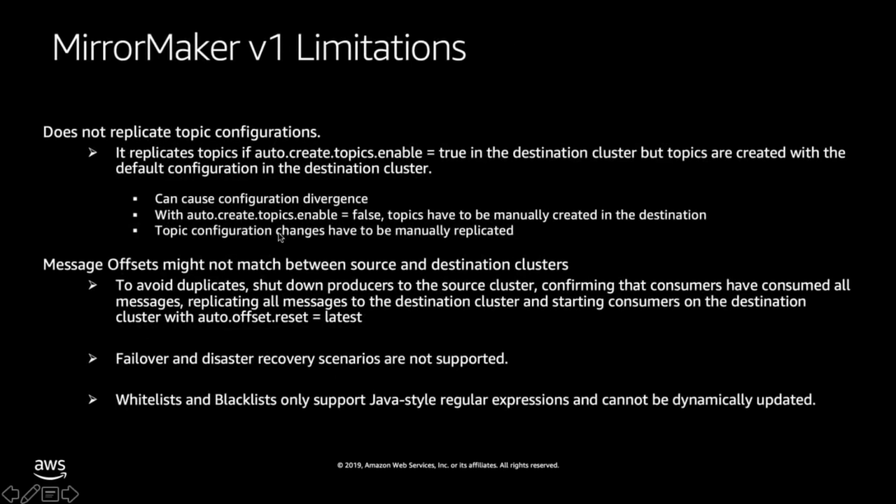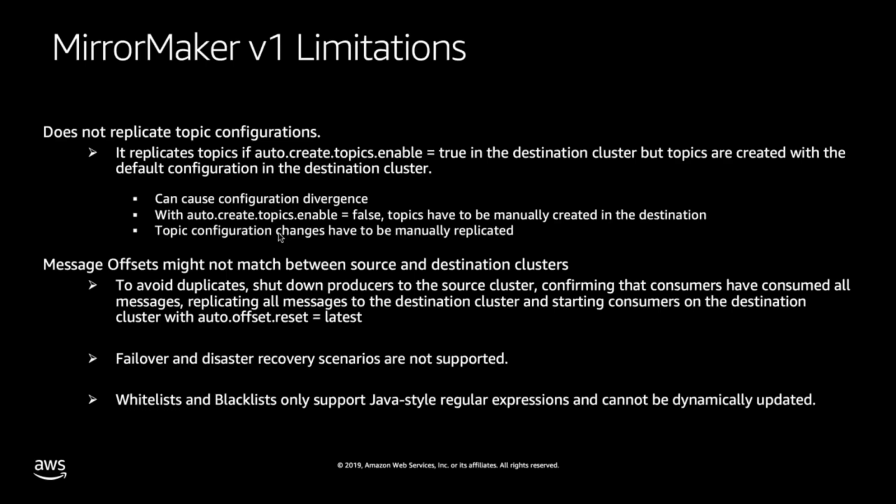Now let's talk about some of the limitations of MirrorMaker version 1. As discussed before, it does not replicate topic configurations. If auto.create.topics.enable is set to true in the destination cluster, it would auto-create topics that don't exist, but use default configuration in the destination cluster. This would cause the configuration to diverge. The recommendation is to set auto.create.topics.enable to false and manually create the topics with the appropriate configuration in the destination cluster. The downside to that is that any further changes have to be manually replicated as well. Of course, you can potentially have a jar file that could periodically check for new or existing topics that have changed configurations and move them.